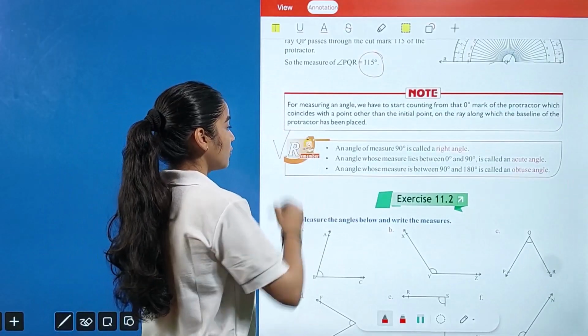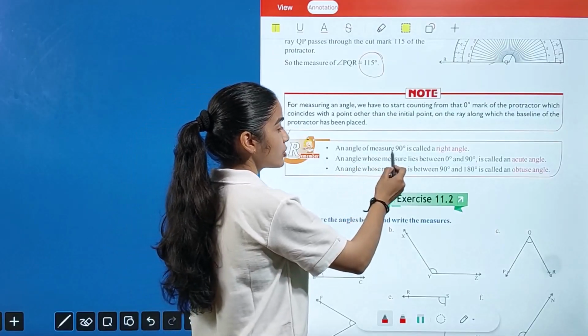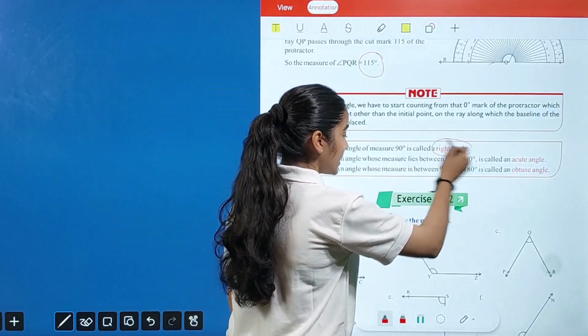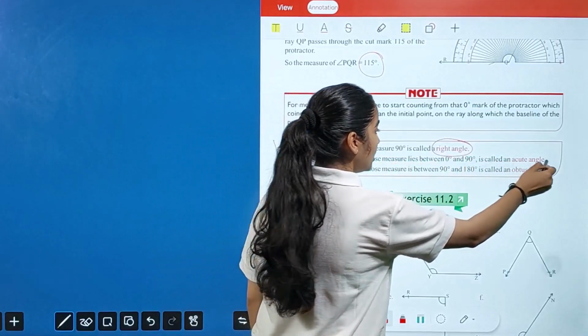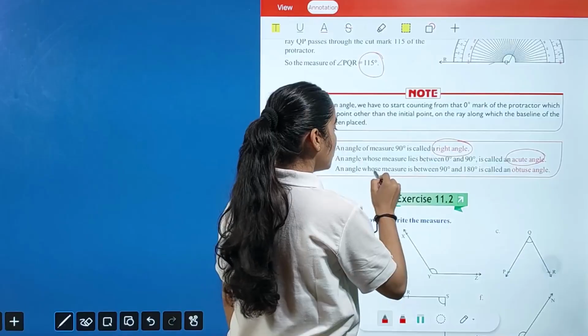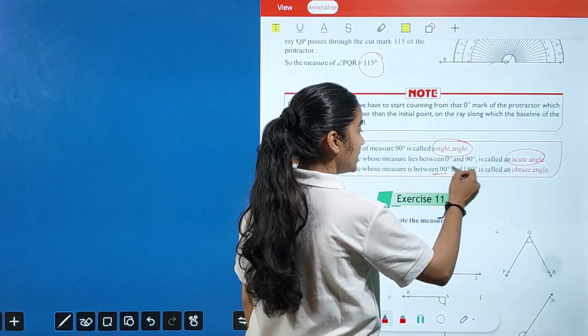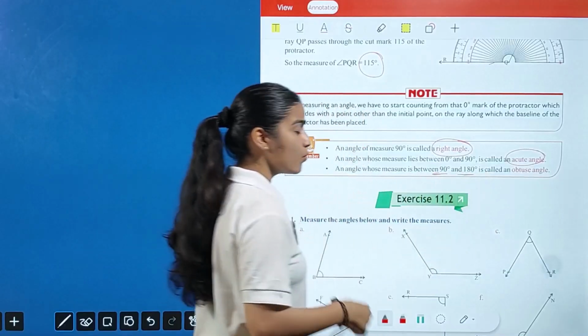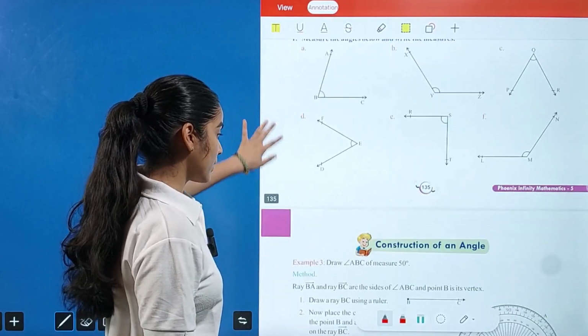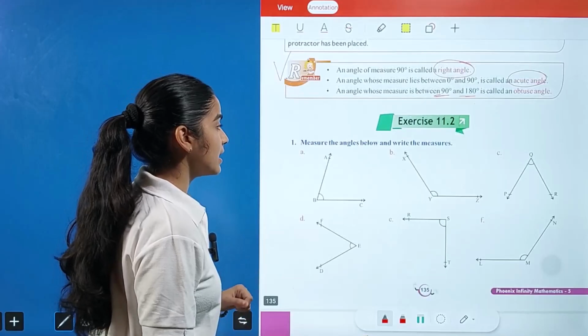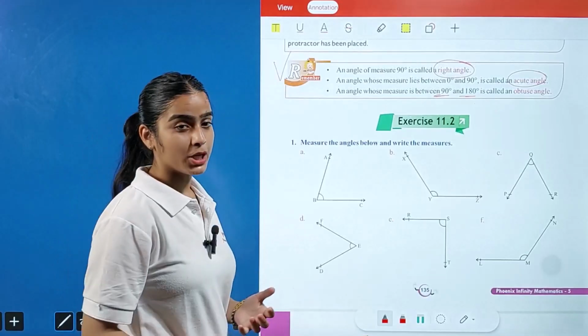And what things do we have to keep in mind? An angle of measure 90 degrees is called a right angle. An angle whose measure lies between 0 degrees and 90 degrees is called an acute angle. An angle whose measure is between 90 degrees and 180 degrees, you can say more than 90 degrees, is your obtuse angle.